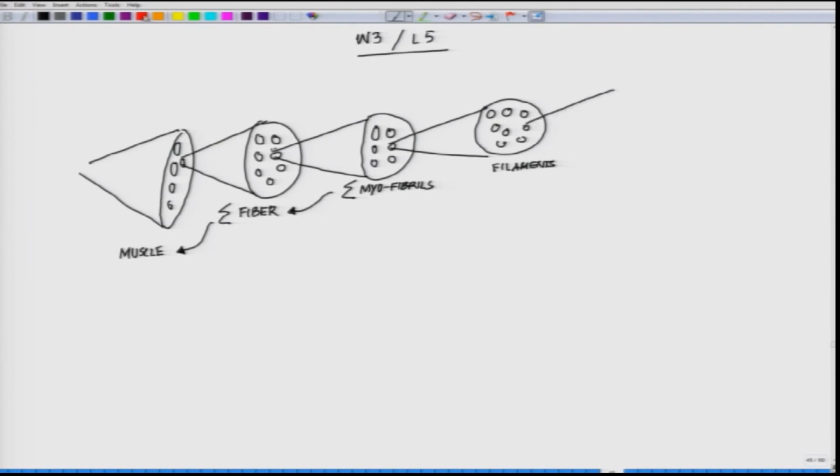So, let us color them differently. Okay. This is the red colored filament and you have these blue colored filaments. So, these red colored filaments, which are thicker in diameter, form the myosin filaments, and the thin or lesser diameter filaments, which are blue in color, form the actin filaments.